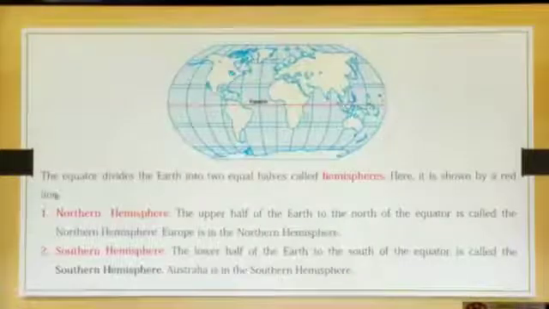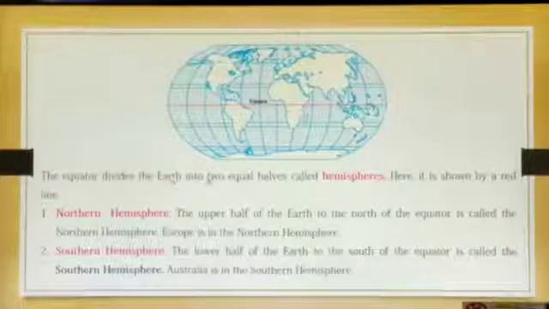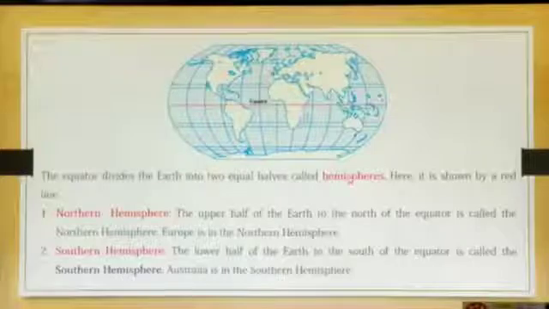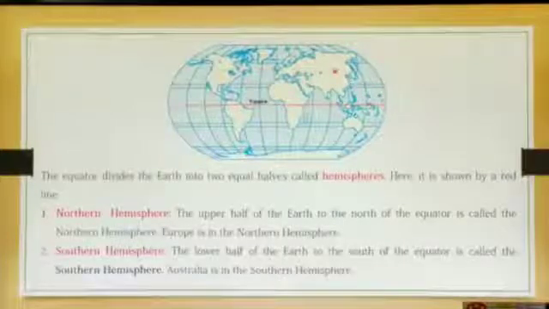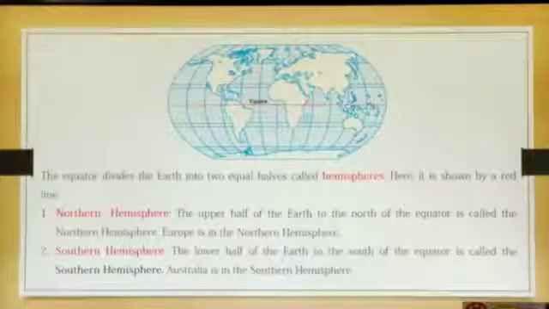Going ahead, the equator divides the Earth into two equal halves called hemispheres. Look at this picture, children. What is it? It is a globe. This red line is the equator, okay, and it is dividing the Earth into two equal halves. This is the northern hemisphere because it lies on the north, and this part is the southern hemisphere because it lies on the south. Here it is shown by a red line.